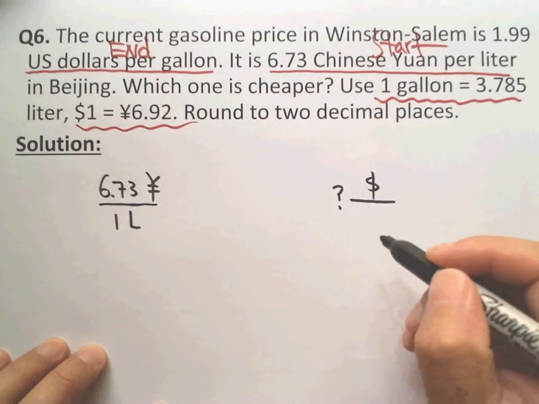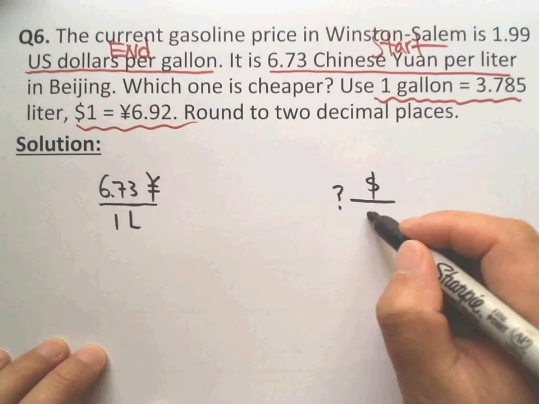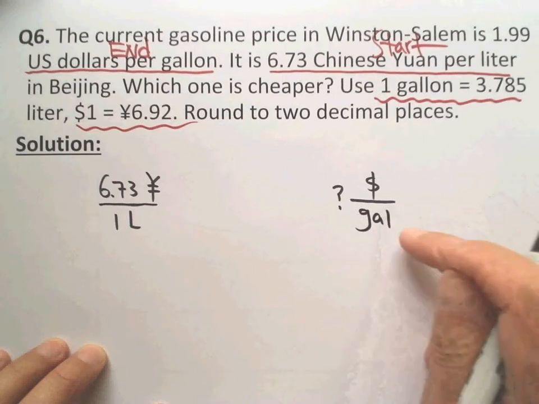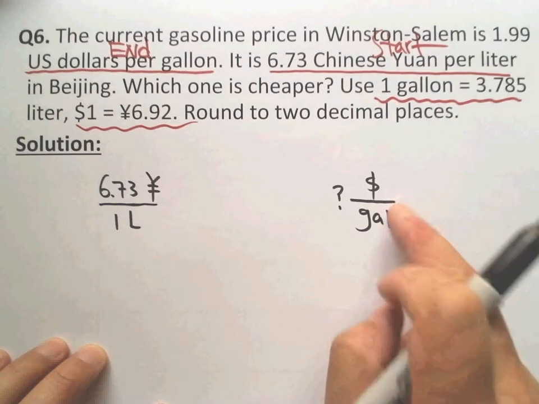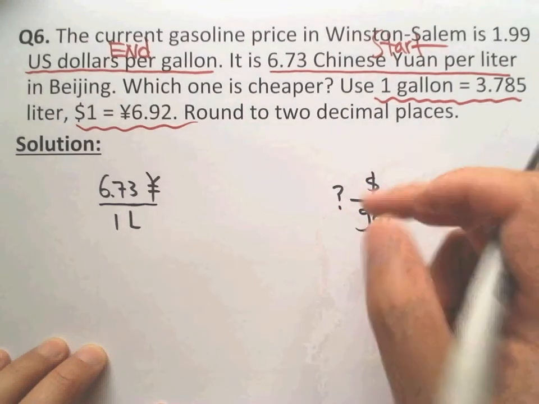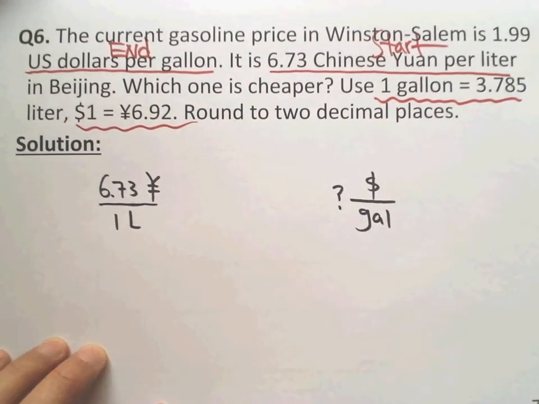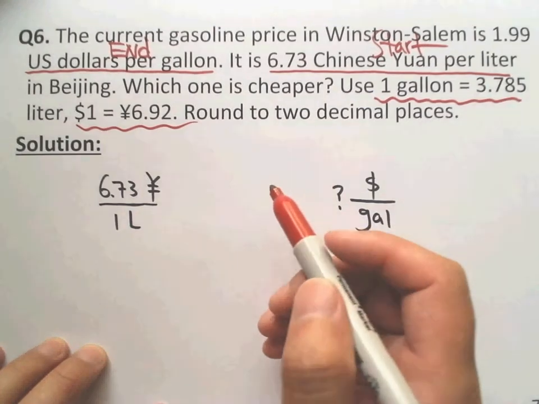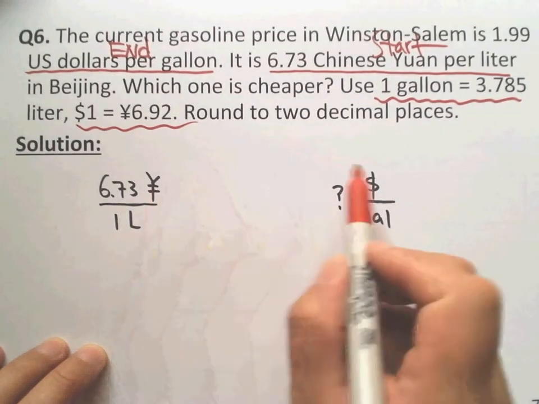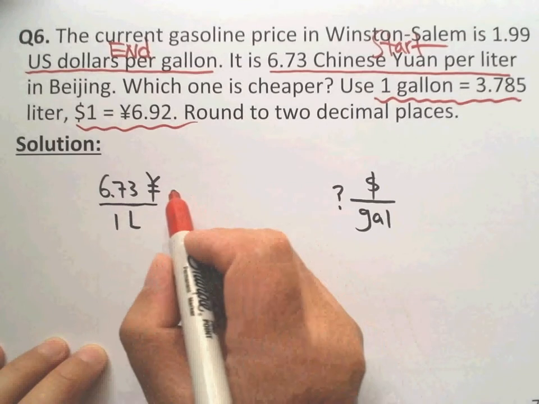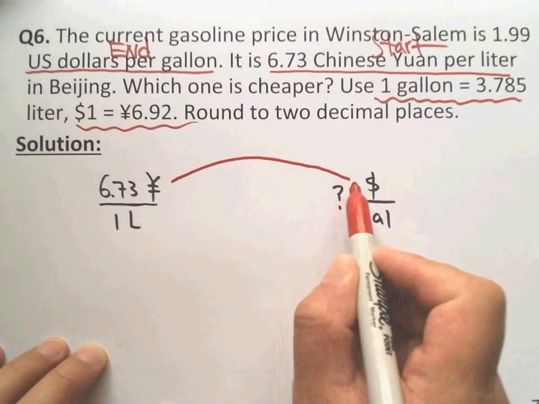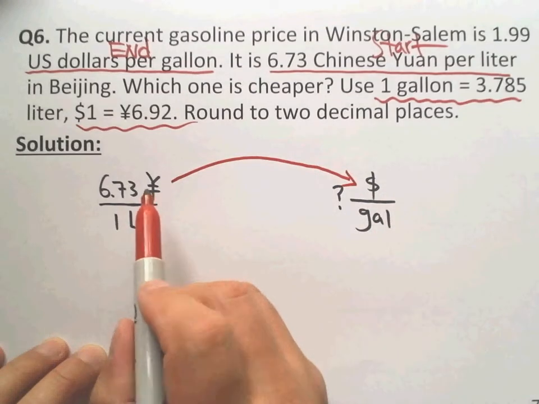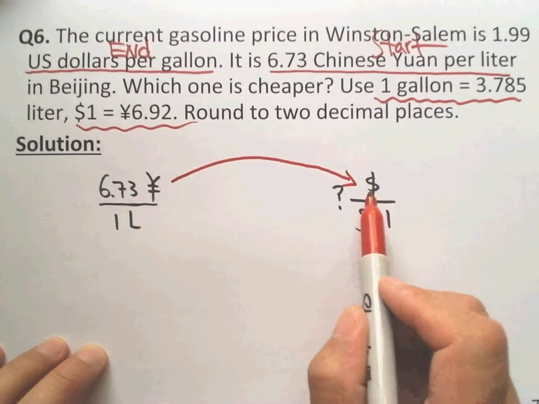I will change this price to the price that we know, which is how many US dollars per gallon. How many US dollars? I use this symbol, and per gallon, which is 1 gallon, or just put a gallon. Can you see? I need to convert this to here, and then we know, and then we can do comparison, right? Should be 2 steps, the same as the last question. Convert the top, convert the bottom.